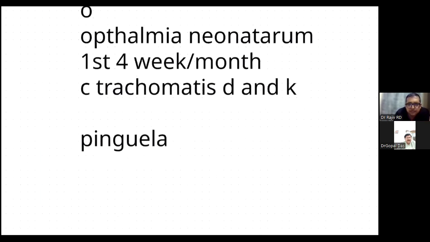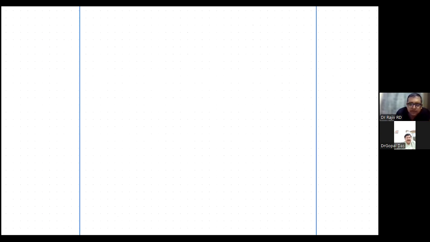Now one is pinguecula. What is pinguecula? It is a fatty, yellow elevation, a triangular nodule adjacent to the limbus, usually nasally. This is very important, it is an MCQ. It is a triangular nodule.